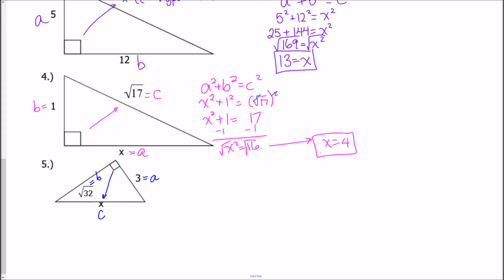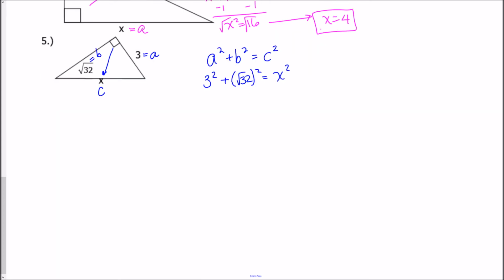So I'm going to start with my formula. I'm going to say A squared plus B squared equals C squared. And instead of A, I'm going to use 3. So 3 squared plus the square root of 32 squared is equal to x squared. So I end up getting 9 plus 32 equals x squared. And then when I add 9 and 32 together, I get 41 equals x squared.